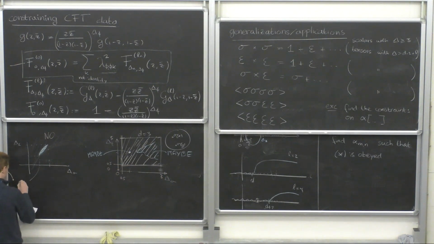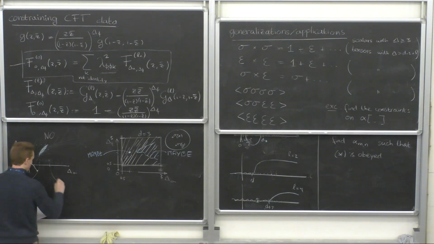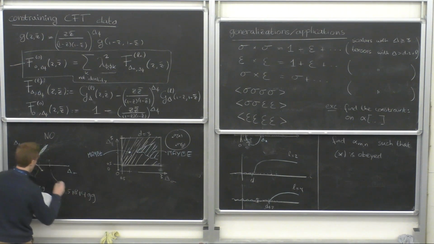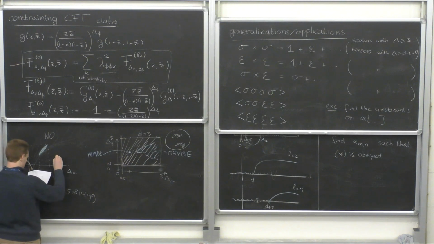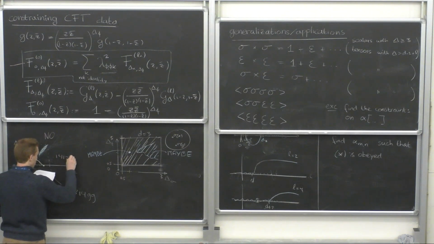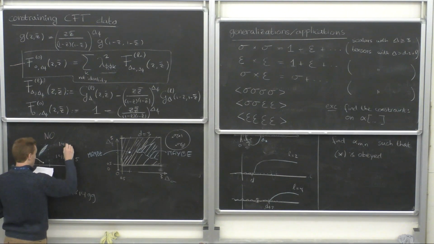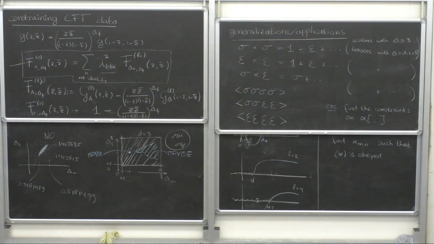So the lower bound is 0.5181479, and the upper bound 0.5181499. Here there's a lower bound which is 1.412615, and this is 1.412635. So there's some uncertainty of 1 in the before last digit.